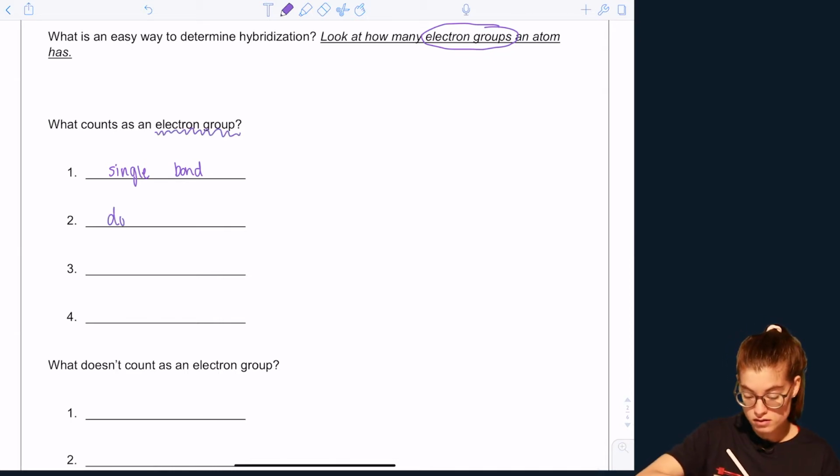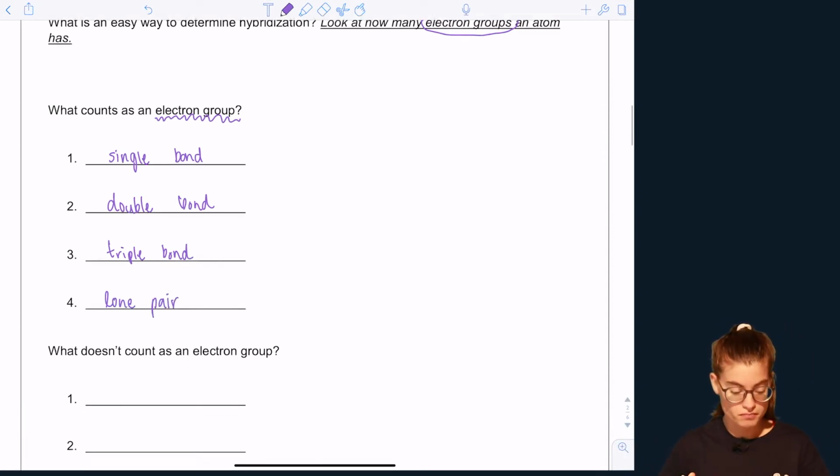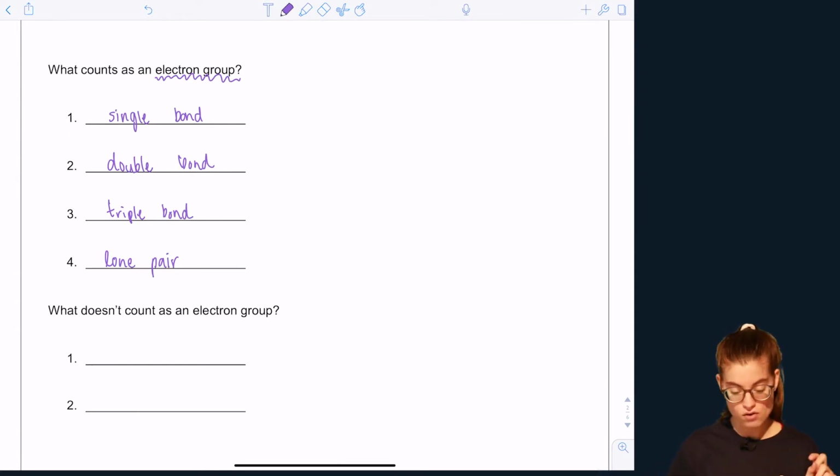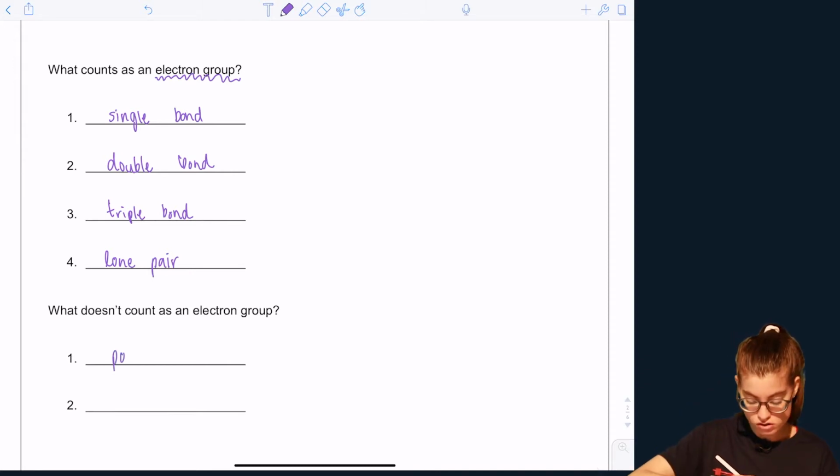A double bond counts as an electron group. A triple bond counts as an electron group. And a lone pair of electrons counts as an electron group. What does not count as an electron group? That's a great question. The answer is positive charges.